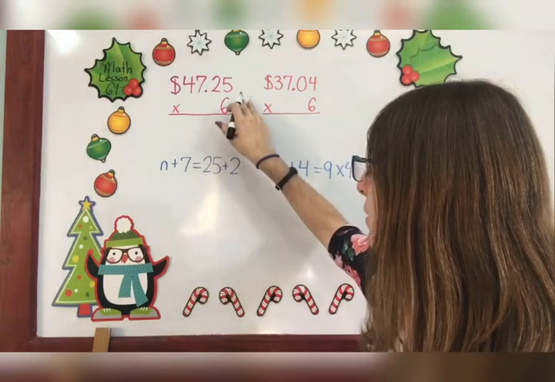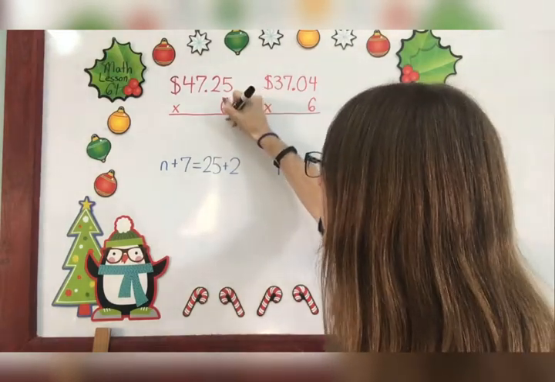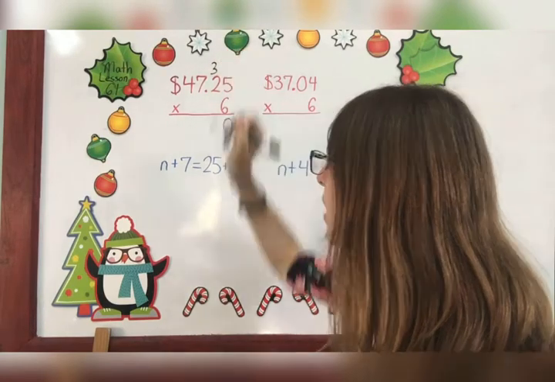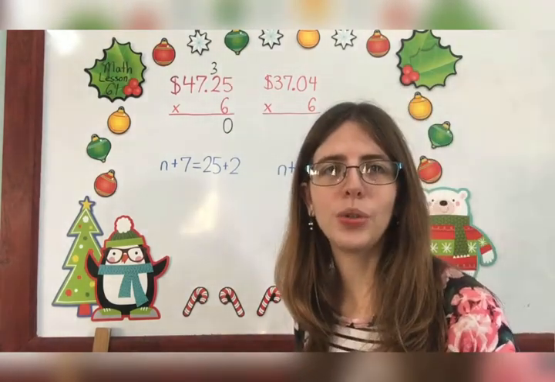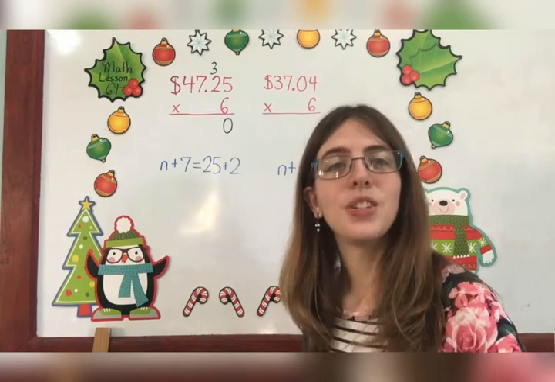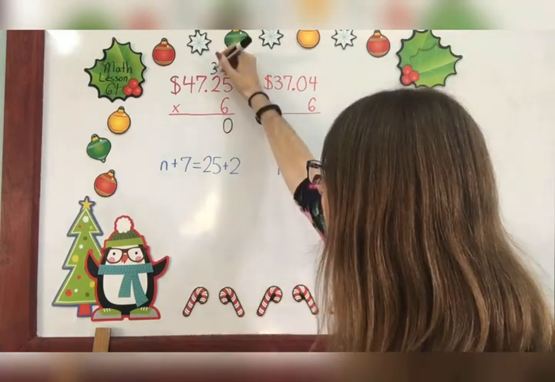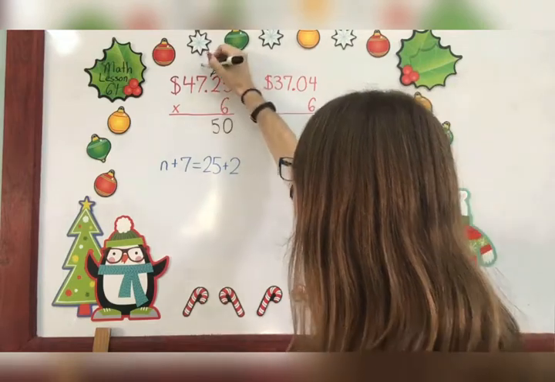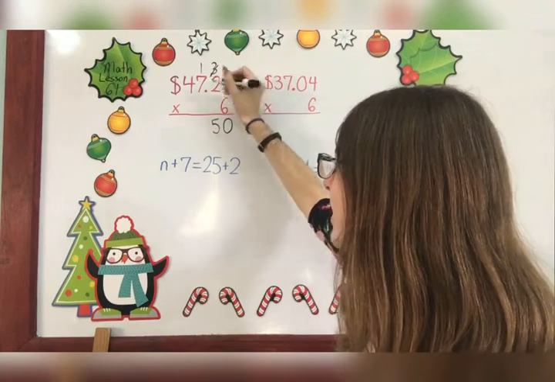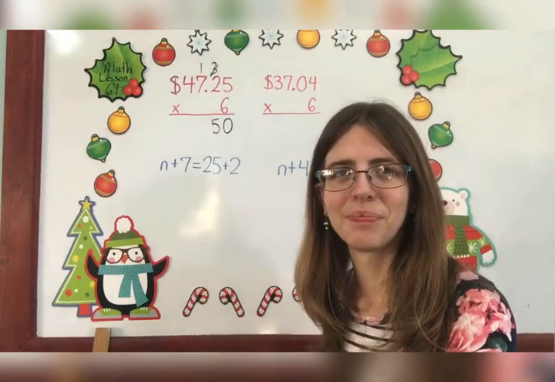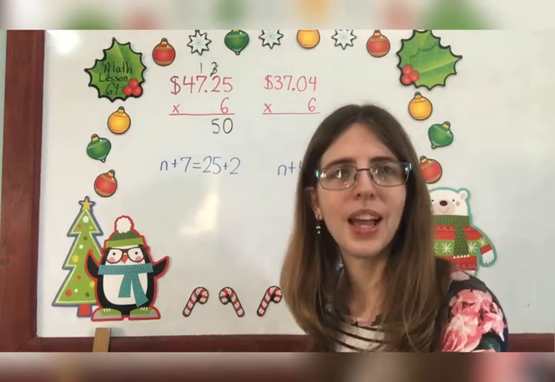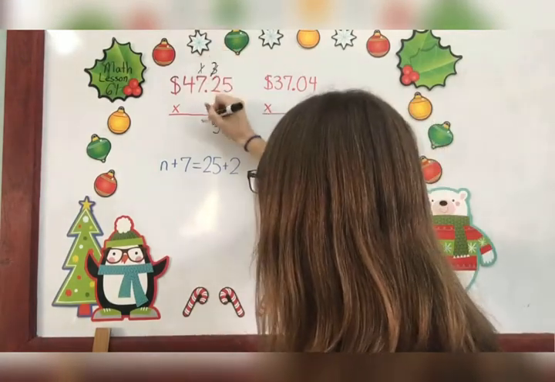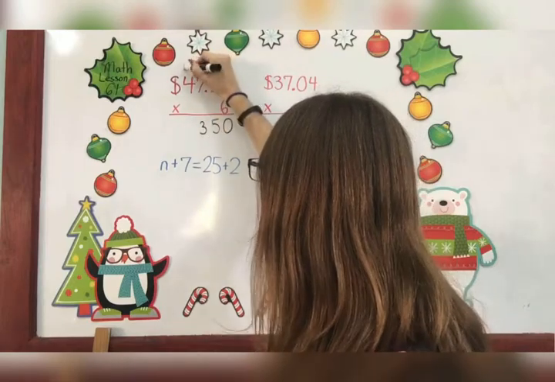6 times 5 is 30. Put my first digit down and carry the second. 6 times 2 is 12. Plus 3 is 15. Put down the 5, carry the 1. 6 times 7 is 42. Plus 1, 43. Put down the 3, carry the 4.